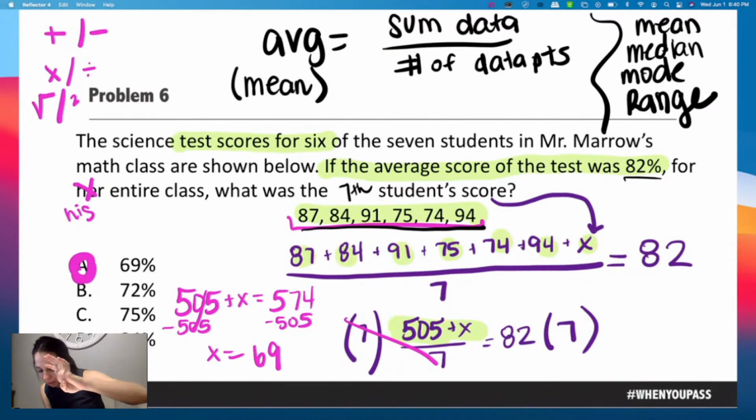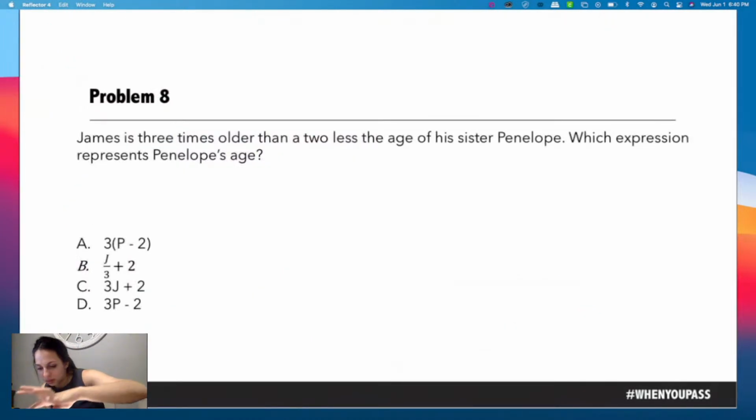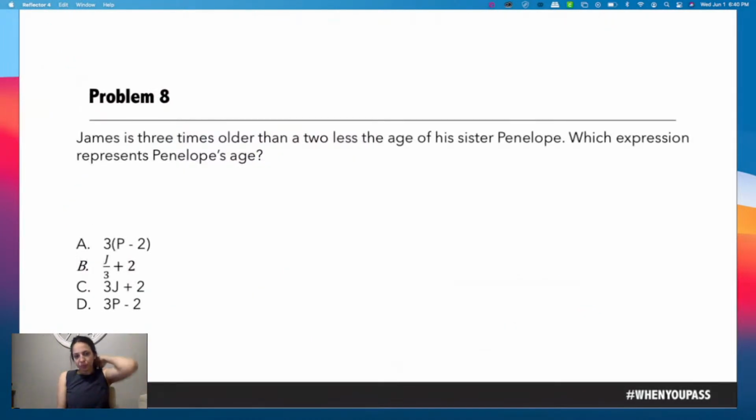All righty. Let's take a look at this one real quick. James is 3 times older than 2 less the age of his sister Penelope. Which expression represents Penelope's age?